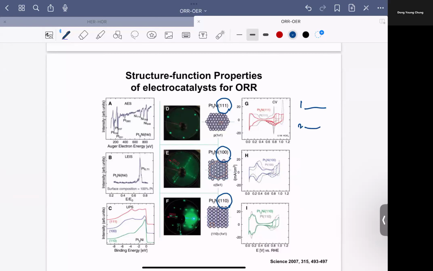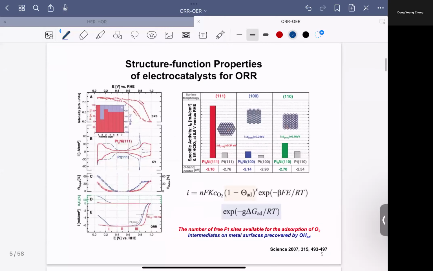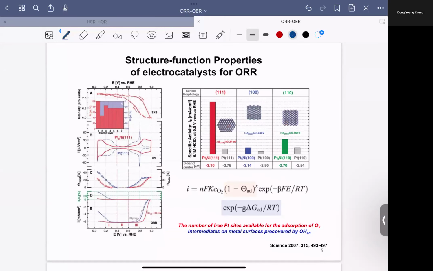And the second one is why platinum nickel is better than just platinum. We can get the answer using the structure-function relationship from that single crystal study, right? We do not want to deep dive into every detail, but please keep in mind that we would like to touch on the most important things in each reaction. This is the well-known summary that we have to think about. This is the cyclic voltammetry that we already discussed, with platinum 111 in the black curve and the red one showing platinum 3 nickel, right?